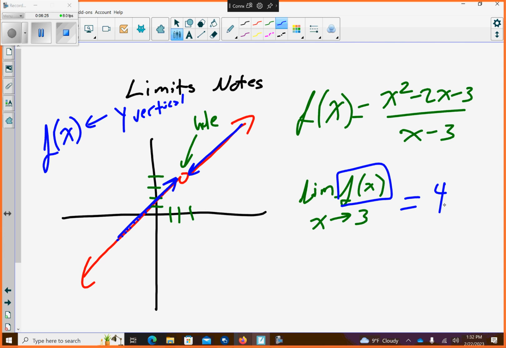It just means that that's our limit, that we can get infinitely close to it from either side. Does that make sense? And basically why this hole takes place again is if you factored out this top, it's going to look like this.